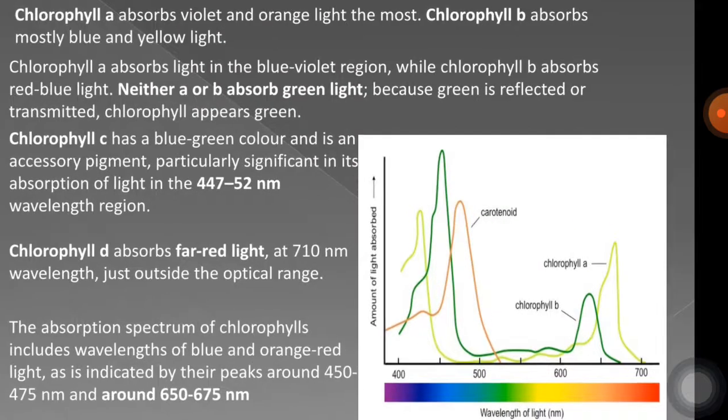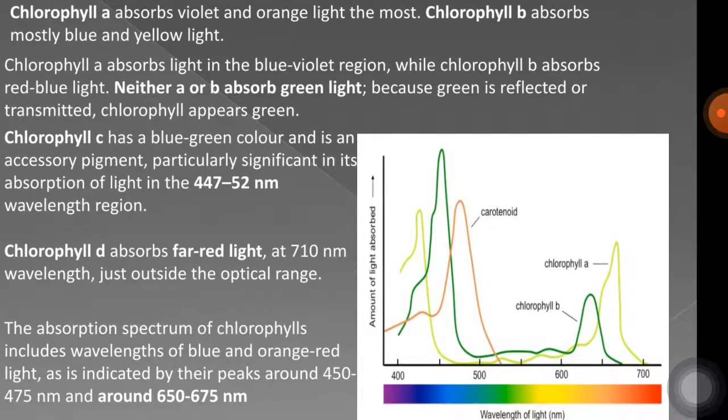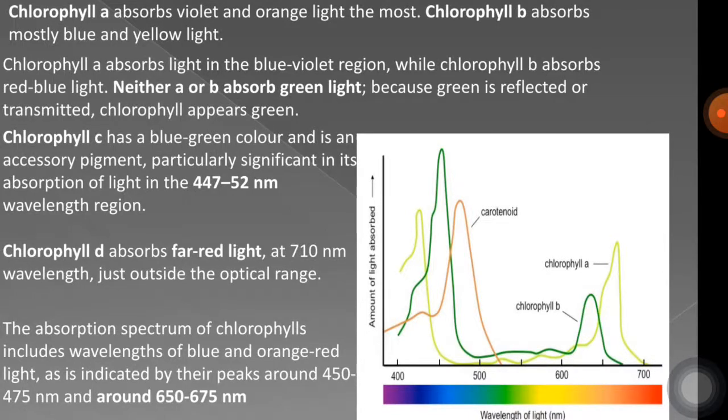Now let's talk about their absorption spectra. Chlorophyll A absorbs violet and orange light, while chlorophyll B absorbs blue and yellow light. Both absorption spectra are different from each other. Neither A nor B absorbs green light. That's why the green light is reflected back and chlorophyll appears green.